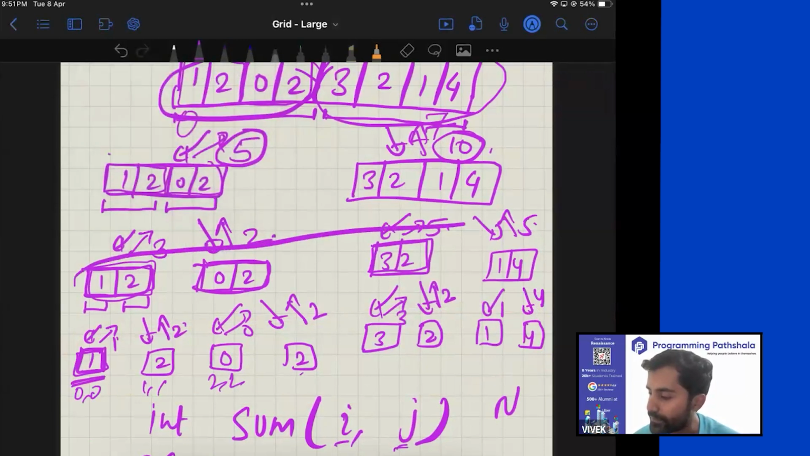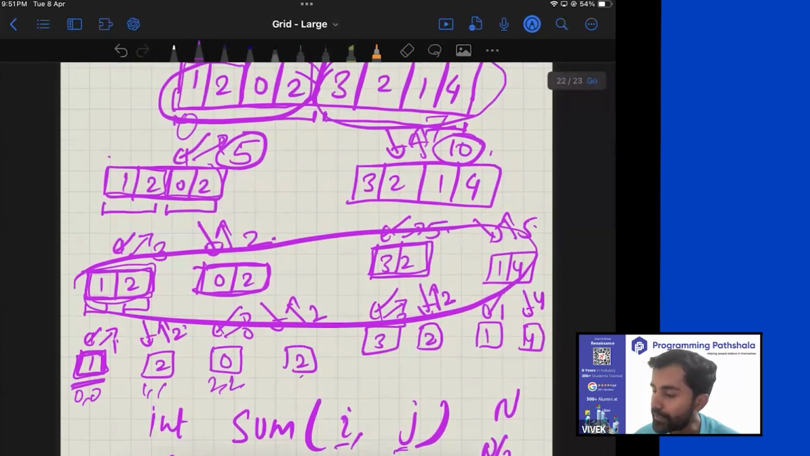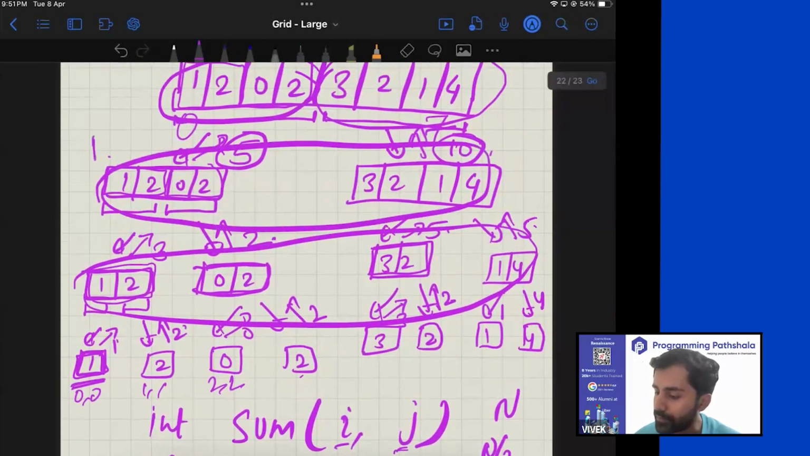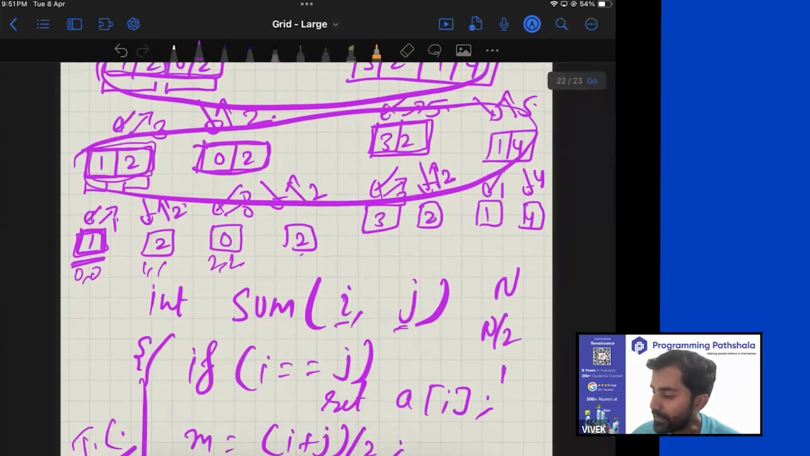How many function calls are there over here? N by 2. And above that, N by 4. And it goes on and on. And at the top, there is only one function call, right? N by 4, so on till 1.